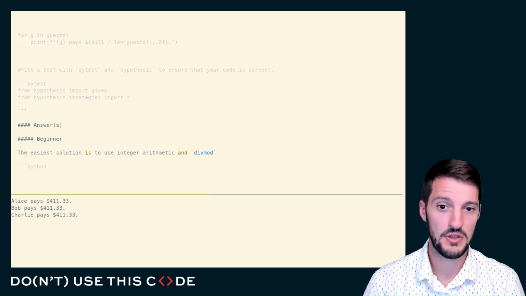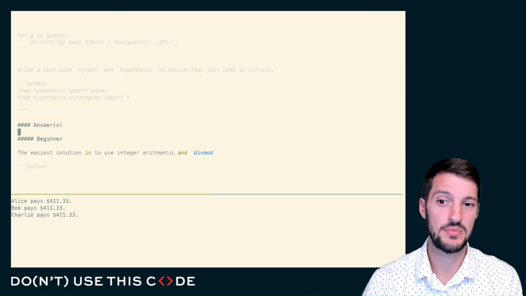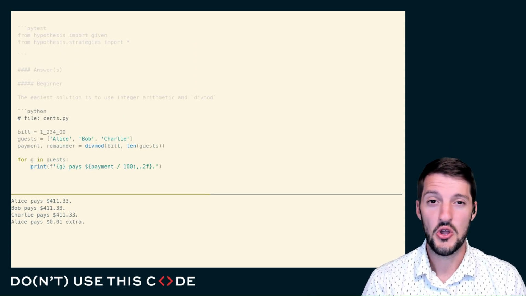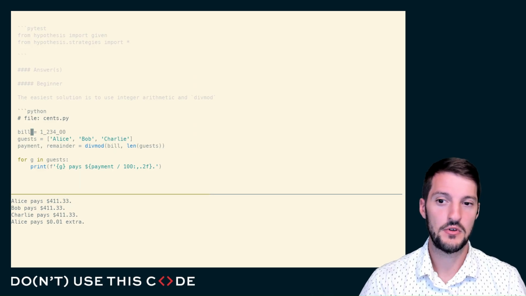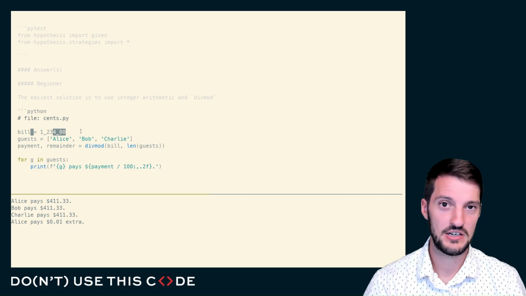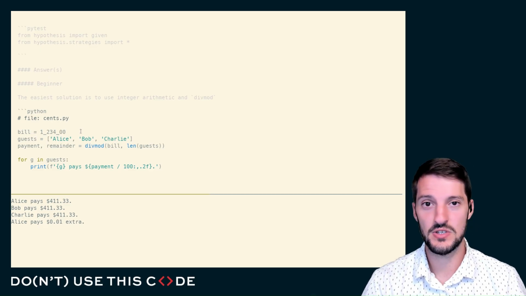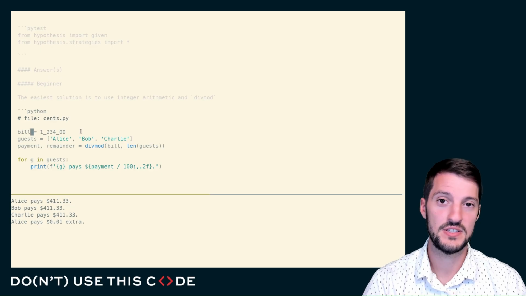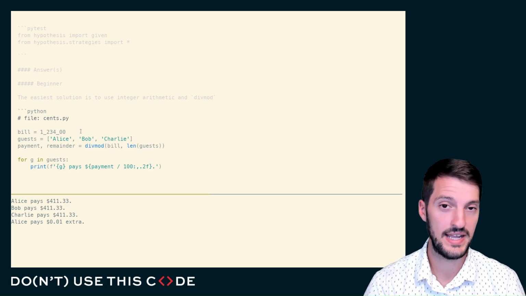Now, as a beginner, I can say that the easiest solution to this problem is to use integer arithmetic and the divmod built-in function in Python. You can see here that I'm no longer using a floating point value to represent my actual monetary value. Instead, I'm using an integer. And that's because we know that there are some issues with floating point arithmetic when it comes to rounding. And instead of working with dollars, we'll instead work in cents or work in pennies because these are discrete values that we want to be working with.